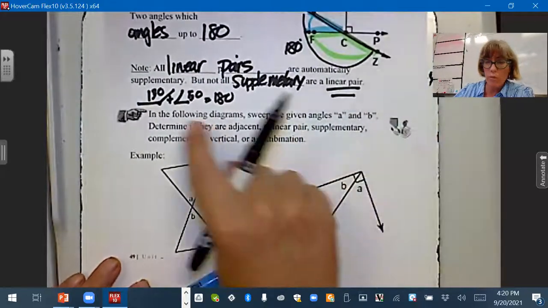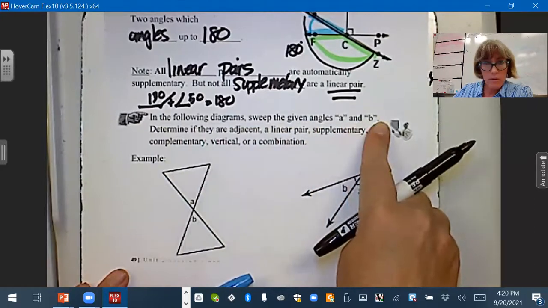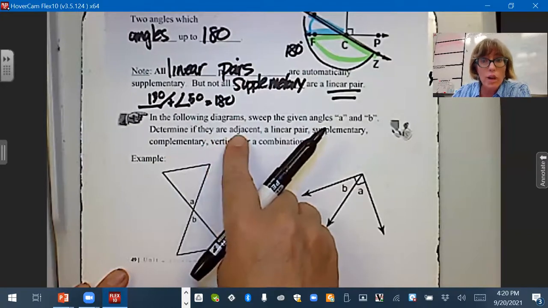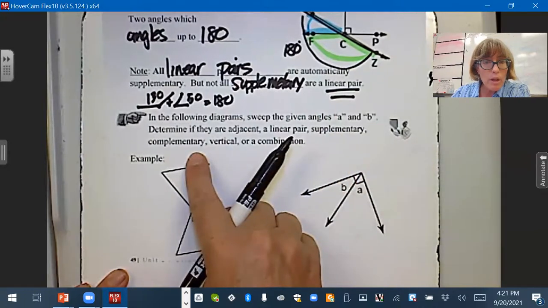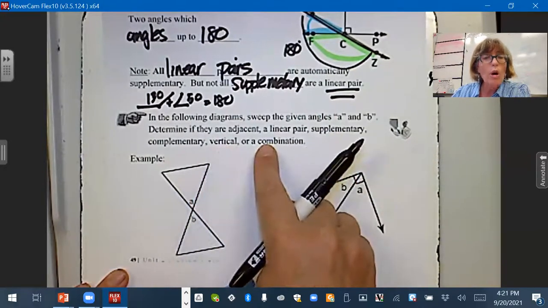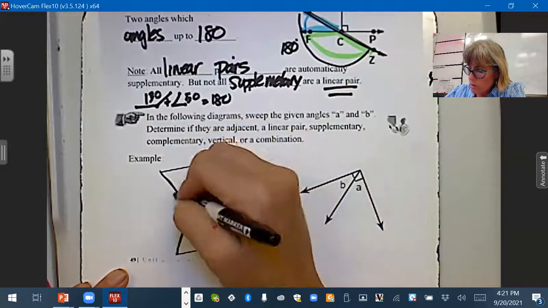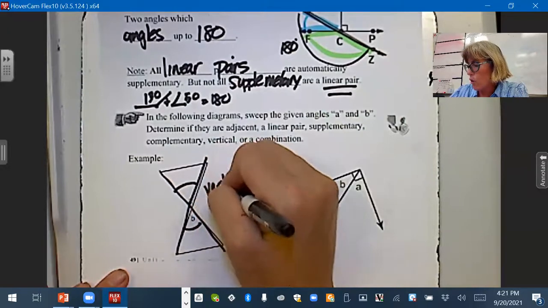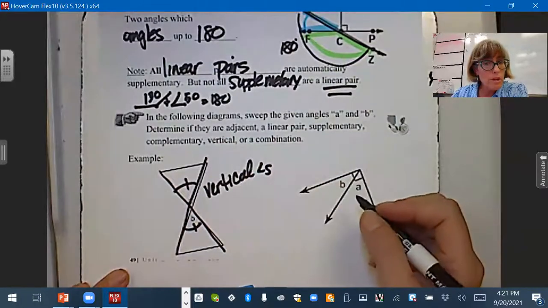Okay, you're going to zoom through here. In the following diagrams, sweep the given angles A and B. Determine if they're one of these 5 vocabulary words: adjacent, linear pair, supplementary, complementary, vertical, or a combination. Let me give you an example. Trace, trace, sweep, sweep. In this case, A and B are vertical angles, and they would automatically be congruent.